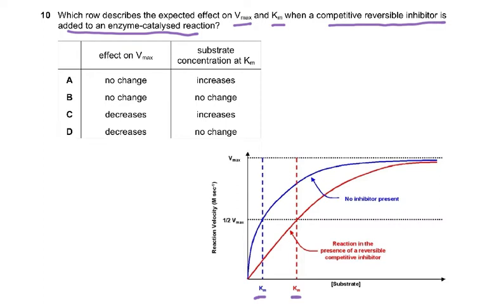So you must understand this. I don't believe in explaining things without giving you a proper understanding of it. So effect on Vmax, no change. Substrate concentration at Km will increase. You can just pause the video here and have a look at it and try to understand it. What is Km? It's the substrate concentration at half Vmax. Now the Km was originally here, now it has changed to here. So the substrate concentration at Km has increased. So the answer is A.